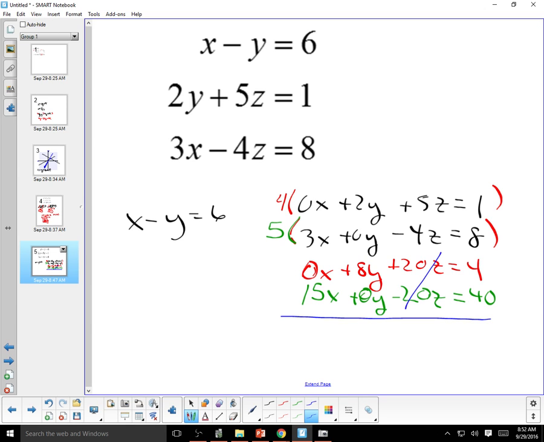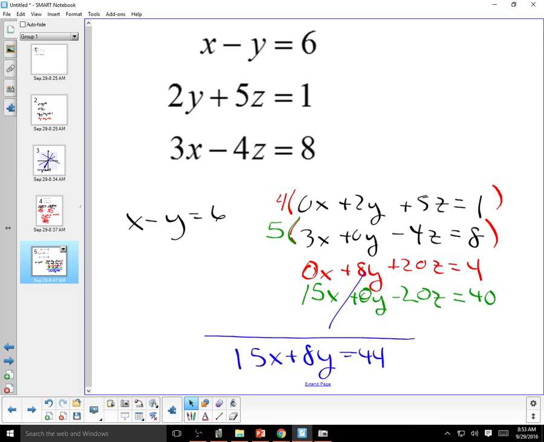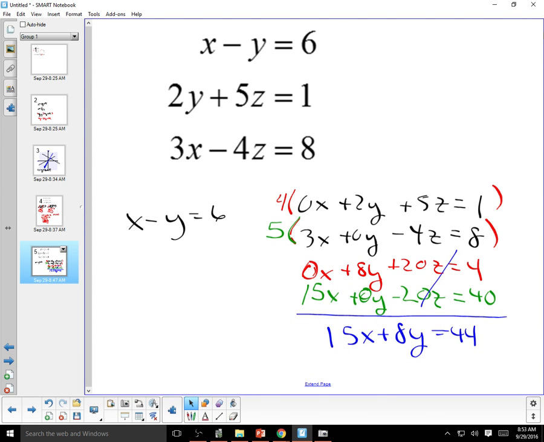Add them up. 15x plus 8y is equal to 44. And guess what we're going to do with that equation? We're going to take that and match it up with this one, 15x plus 8y is 44. Because now you have what you've been doing: 2 equations, 2 variables, right? So what do you guys want to get rid of? The y's? Yeah, because I only have to multiply by 8.